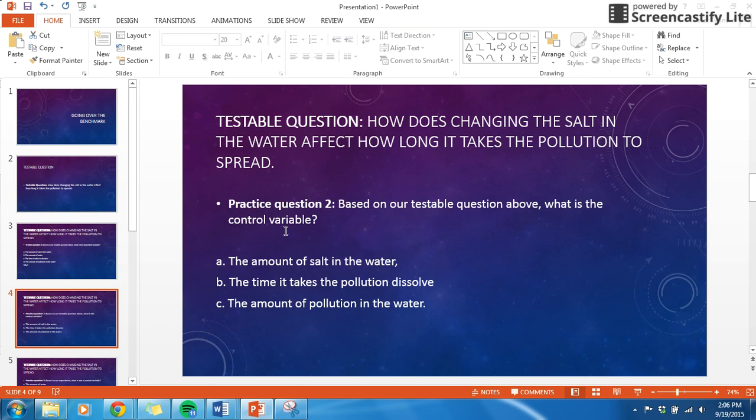Our practice question 2. Based on our testable question above, what is the control variable? What am I keeping the same? Is it A, the amount of salt in the water, B, the time it takes the pollution to dissolve, or C, the amount of pollution in the water?